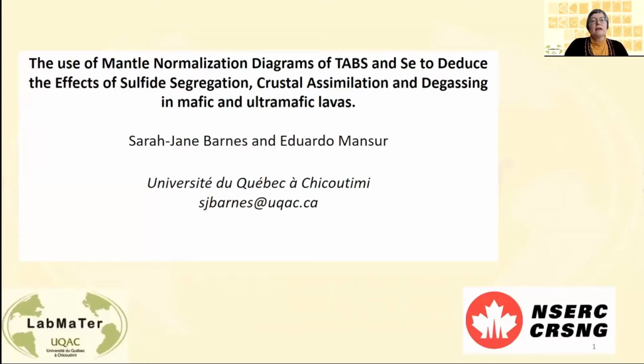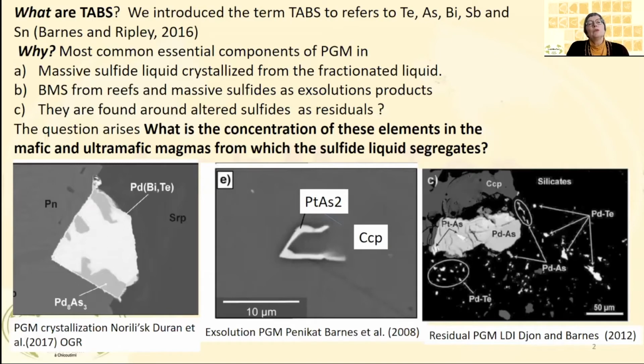Okay, today I'd like to talk to you about the use of mantle normalization diagrams to understand the behavior of TeAsBiSb and selenium, to deduce the effects of sulfide segregation, crustal assimilation, and degassing in mafic and ultramafic lavas. First of all, what are the TeAsBiSb? Well, we introduced this term to refer to tellurium, arsenic, bismuth, antimony, and tin.